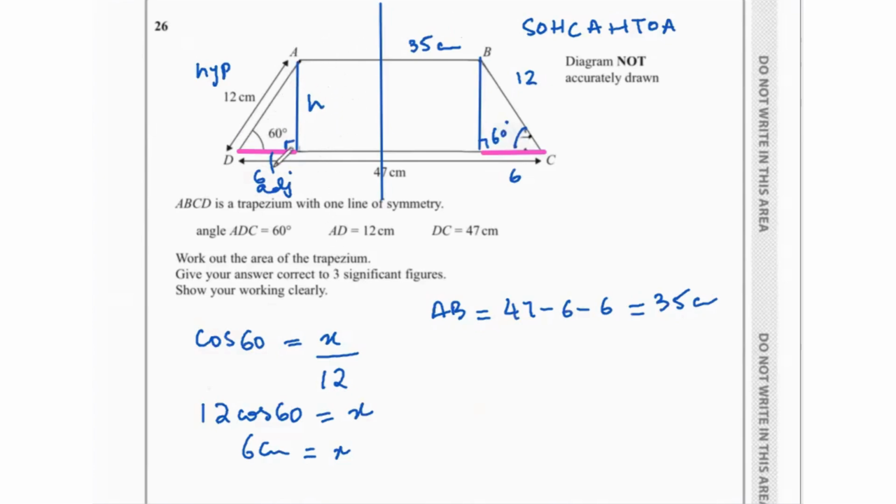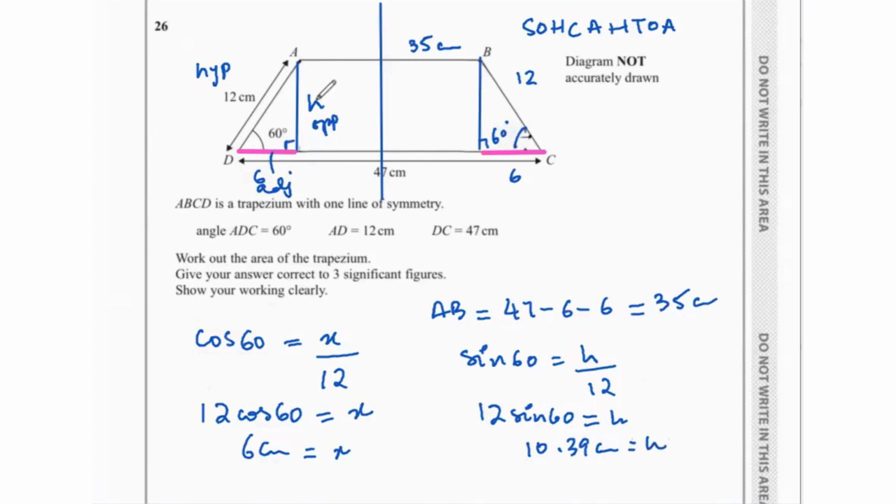So we can use the same triangle, and now we can use sine because we need to find the opposite now. So now sine of 60 equals h over 12. So 12 times sine 60 gives us the value of h, which equals 10.39 centimeters. So we have the height, we have the parallel side, so it's very simple now. We just have to plug in the values in the area of trapezium formula and find our area.